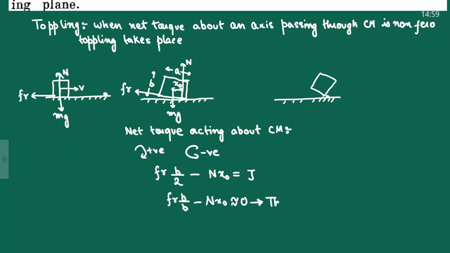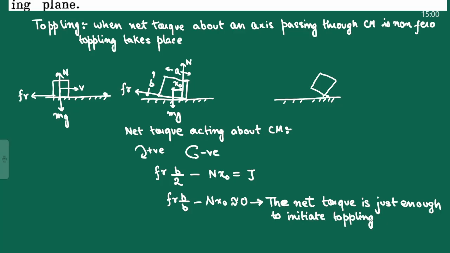The net torque is just enough to initiate toppling. So if I send this to the right hand side, Fr into a by 2 is equal to N into x naught.